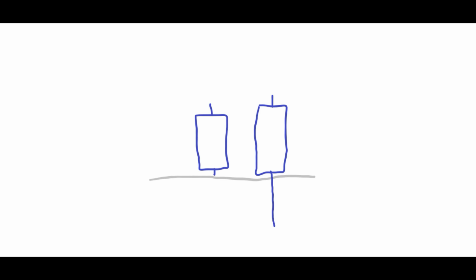For this pattern to work well, you need to make sure that the length of the wick is at least half the length of the body of the engulfing candle. Okay, so now I'm going to show you how the bullish pattern would look like in a chart.